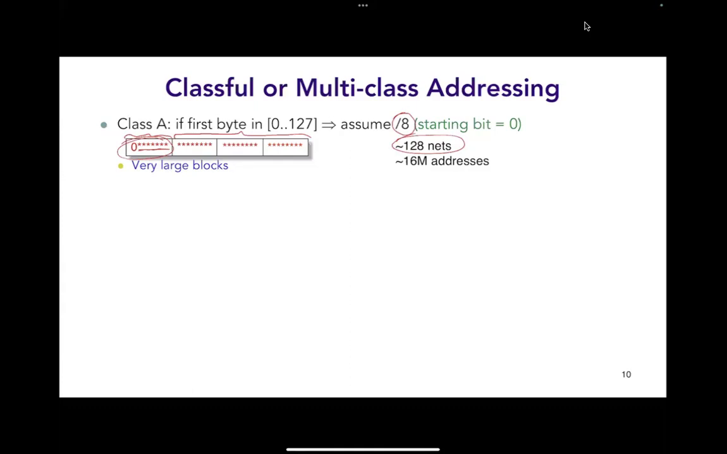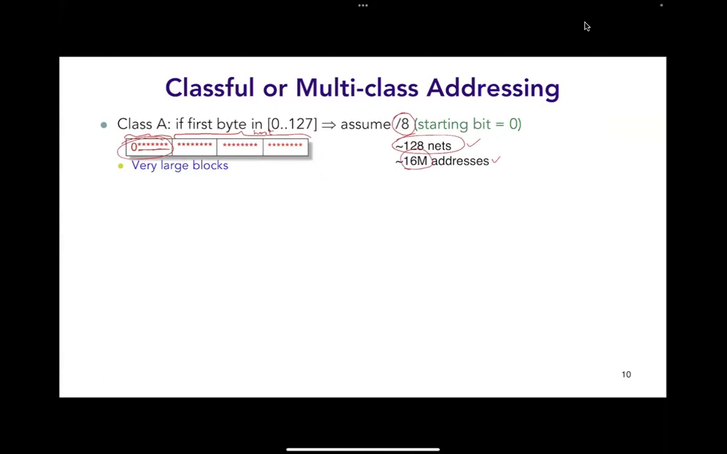For each class A network, the host portion is 32 minus 8, which is 24 bits. So that means 2 to the power 24, which is about 16 million addresses, which means that each of these 128 organizations can get 16 million IP addresses. No organization needs 16 million IP addresses. That's why this is also obsoleted.